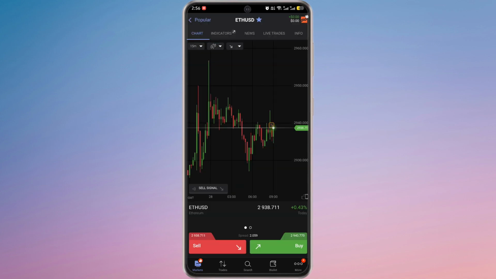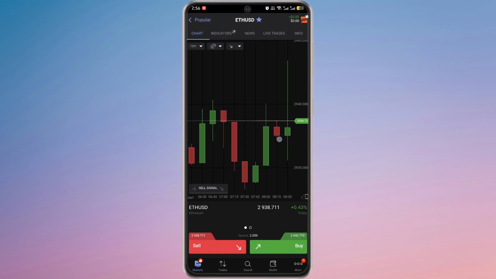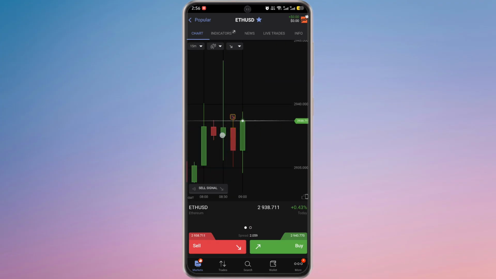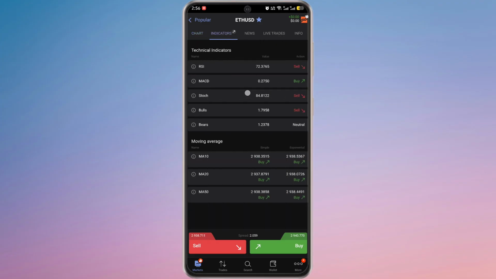Before placing a trade, check the chart and apply indicators such as moving averages, RSI, or Bollinger Bands to analyze price movement and identify potential trading opportunities.